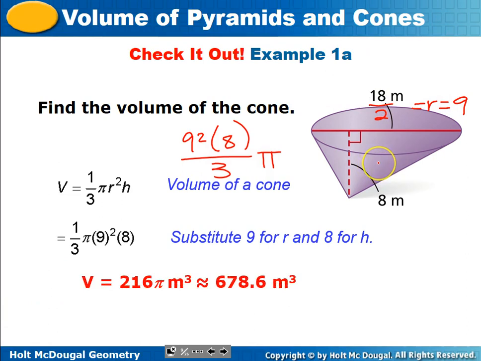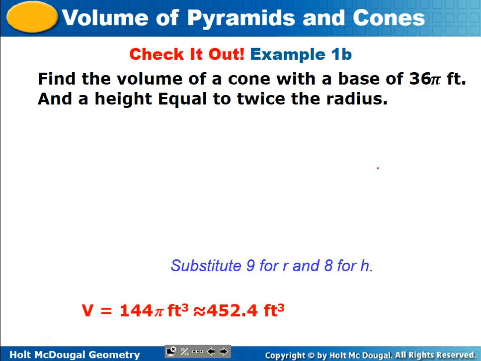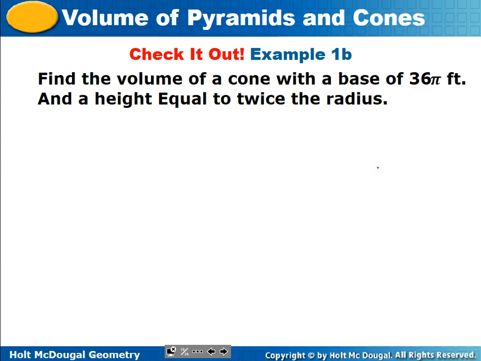So our volume is 216 pi meters cubed, and when we multiply that 216 by pi, we get 678.6 meters cubed. So the next one, check it out. Again, you can pause it here and come back to me when you're done.